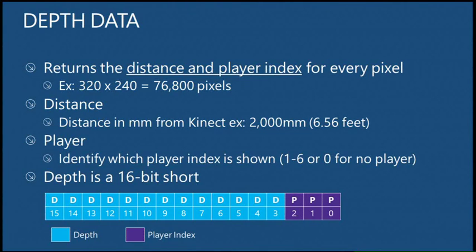And what we mean by player index is I can tell you whether a pixel makes up a specific person. And we do need to enable the skeleton stream to do that. The distance, by the way, is measured in millimeters. So 2,000 millimeters, or about 2 meters away from the Kinect, would be an example distance. The player index can tell you up to 6 people, for example. And the way this is actually laid out is a 16-bit short. So if we were to look at the memory of that specific short, this is what it would look like, the last 3 bits representing a player index.